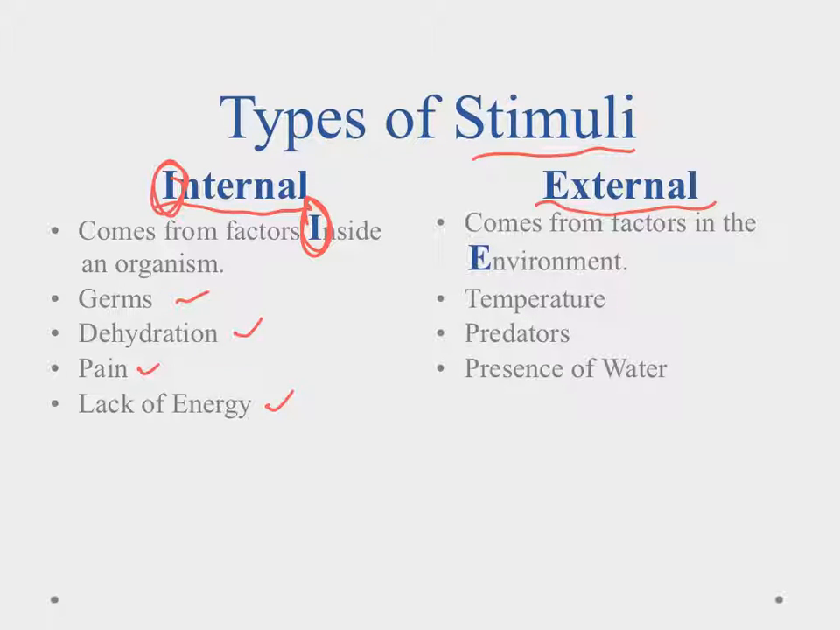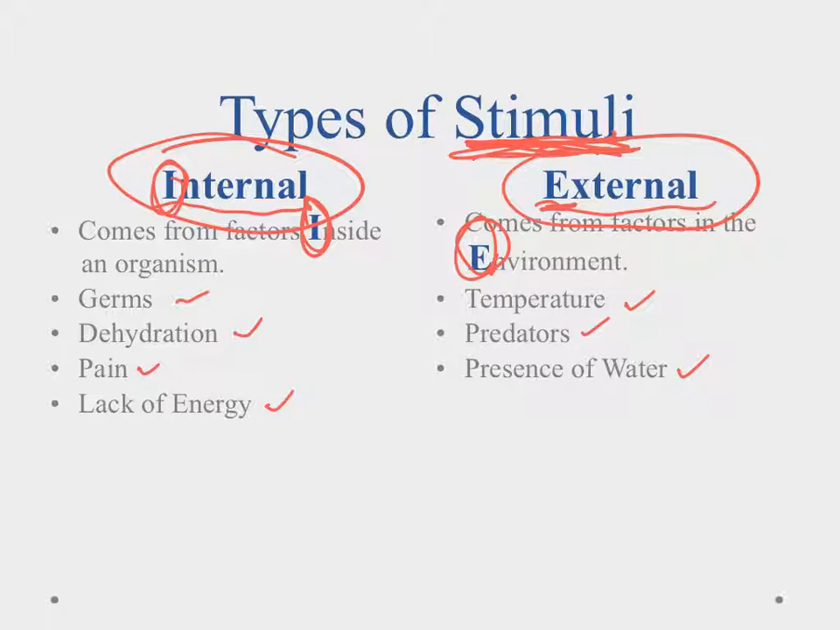Now the opposite of those are going to be external, and that starts with an E, and these are going to come from factors that come from the environment. So it would be like temperature outside, or whether or not there's predators, or whether or not there's food or water, something in the environment that's going to cause that reaction or cause a behavior to happen. So when we talk about stimuli, these are the causes for the behavior, and remember that they can either be internal or they can be external.